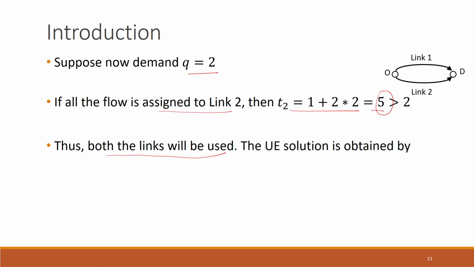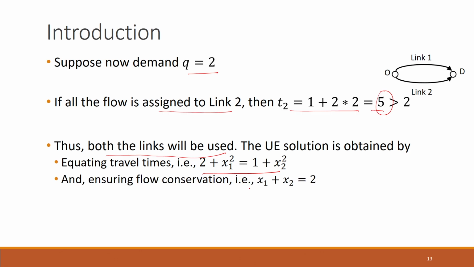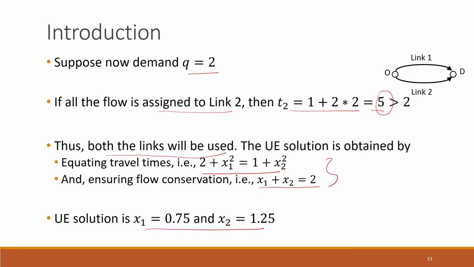Therefore the user equilibrium solution will be obtained by having positive flow on both links, and the flow should be such that the travel time on both the links is equal. This is the first equation that we get, where we equate the travel times on both the links. The other equation is flow conservation, that the total flow has to sum to 2. If you solve these two equations, with two variables and two equations, the solution we will get is this here. With this we will end the discussion for this lecture. Thank you.